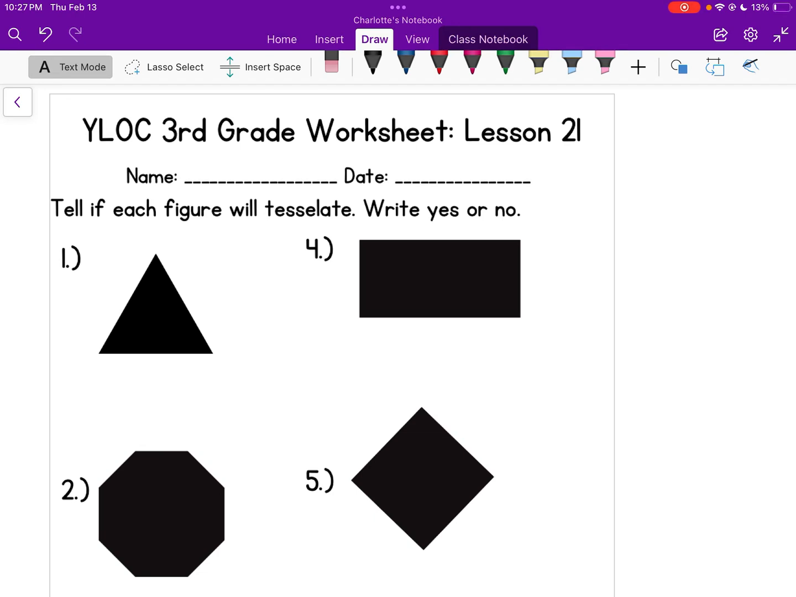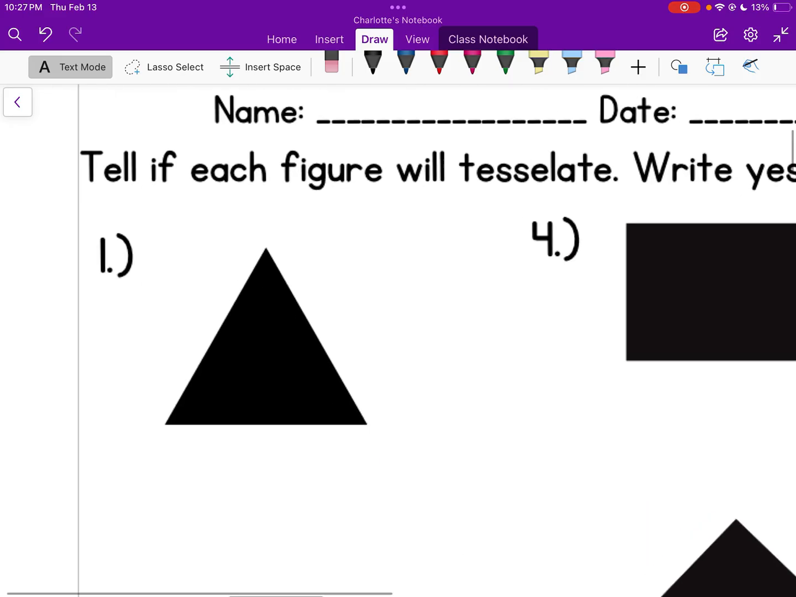Hello, we're gonna work a Wildlife Third Grade worksheet, lesson 21 today. So first of all, we're gonna tell if each figure will tessellate and write yes or no. So number one, we have triangle.